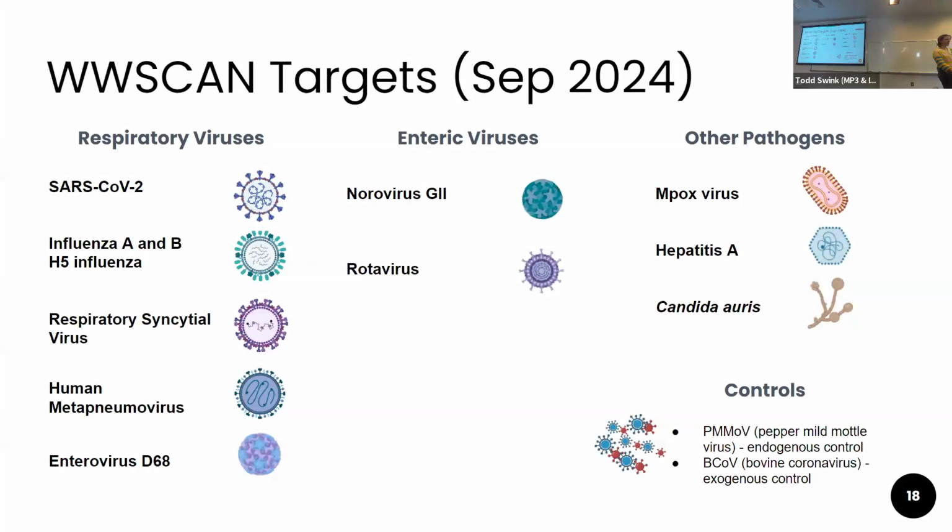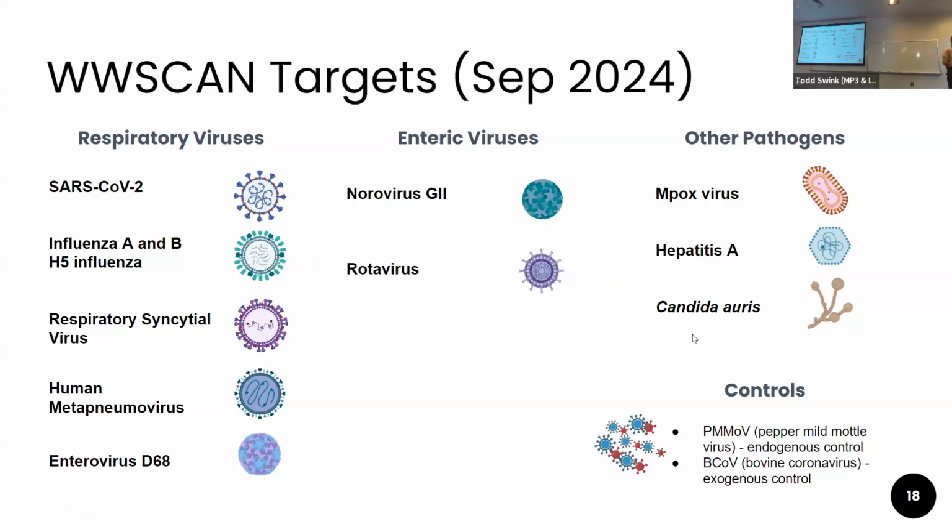And these are all the targets that we're running as part of the wastewater scan program right now. So we have these respiratory viruses, SARS-CoV-2, influenza. We're looking at influenza A and B. And I guess I forgot to add this. So we're looking at H5, bird flu, but then we're also looking at H1 and H3 to give us information about all the different flu subtypes that may be circulating. RSV, human metapneumovirus, enterovirus D68, which we've actually been seeing a lot of lately. Norovirus and rotavirus are our current enteric viruses. And then these other fun candy bag of pathogens, Mpox, hepatitis A, and Candida auris.